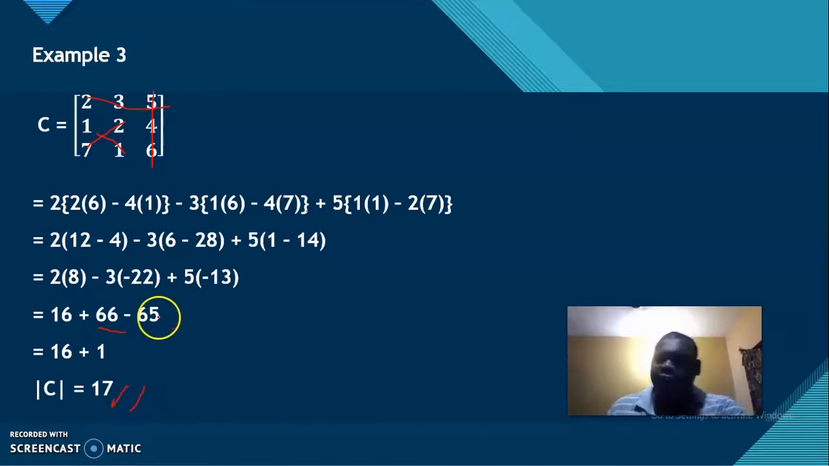This is the determinant. So you can just practice more with random questions from the textbook to ensure you have a proper understanding. You can probably watch the video again and practice more.